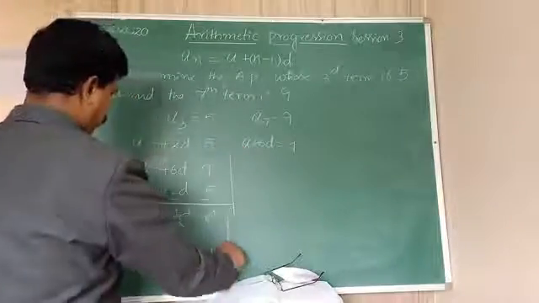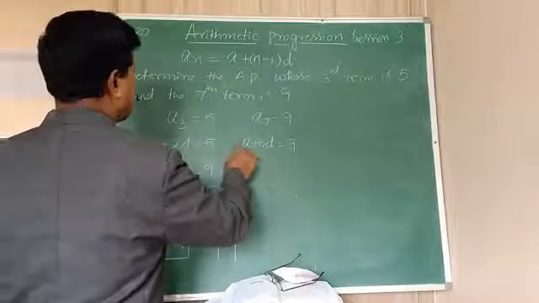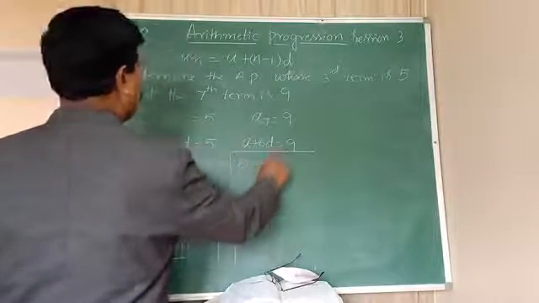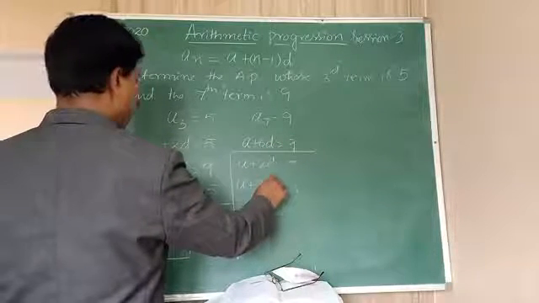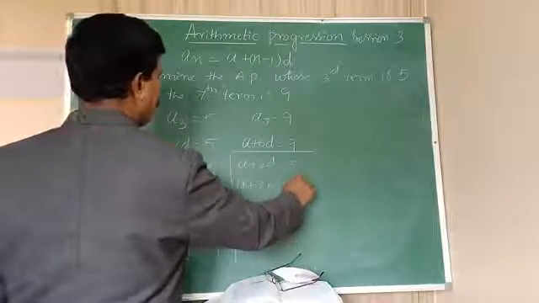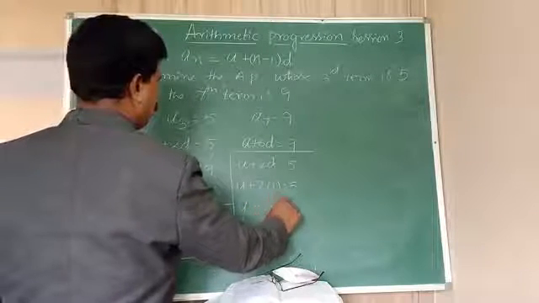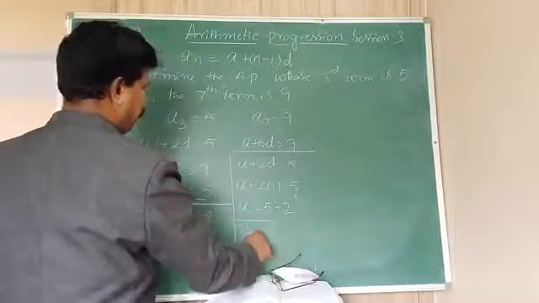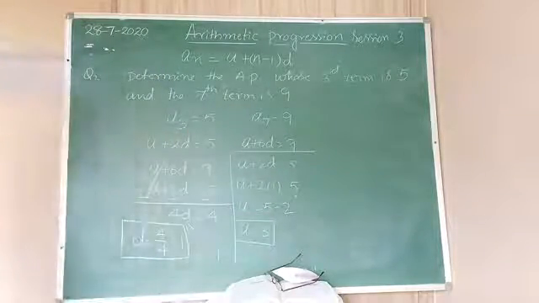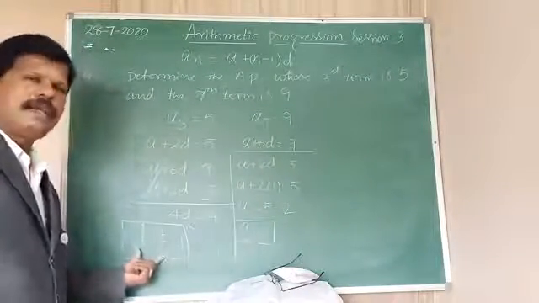Now we want the A value. Substitute this here. A plus 2D equals 5. A plus 2 into 1 equals 5. Then A is equal to 5 minus 2. A equals 3. Now we got the A value and the D value.